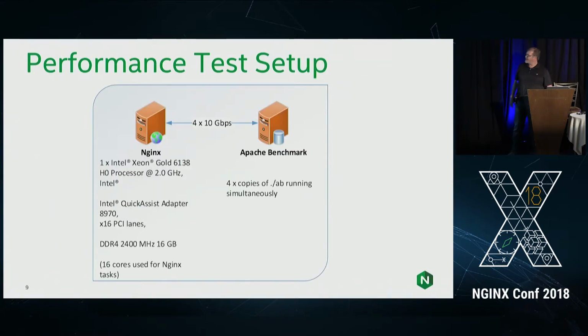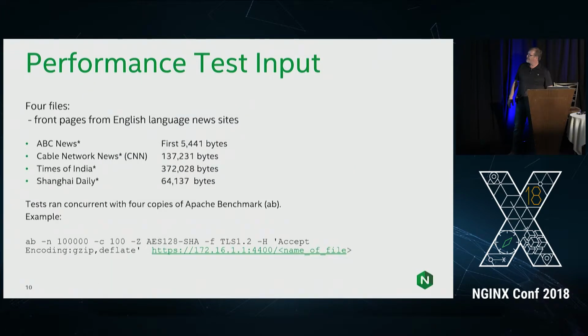So, but yeah, like I said, in this case, this is a single Xeon, sort of a mid-range platform. So this is what we were using for the input data. These are all English language news websites, 2 from Asia, 2 from North America. We used different sizes. The ABC News one, we just picked the first about 5,000 bytes because we wanted to show that you have to show data with smaller data sets and larger data sets. But they're all English language news sites.